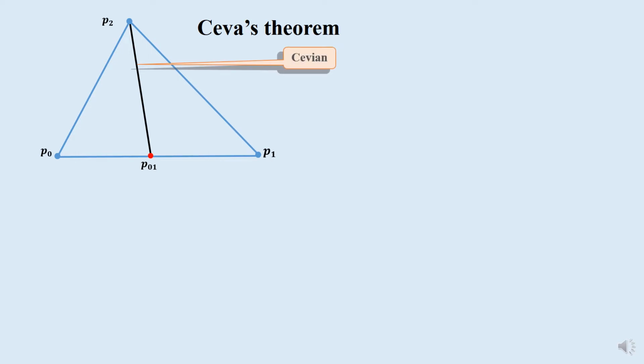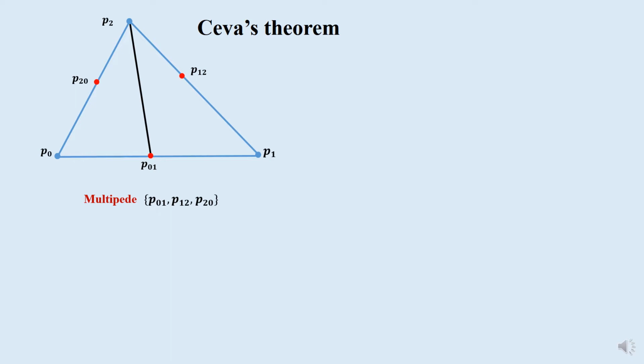Such a line is called a Cevian, and the point at which the Cevian crosses the side opposite the vertex is called the foot of the Cevian. Here are the other two feet in this triangle, P12 and P20. We call such a set of 3 feet a multipede: P01, P12, P20.